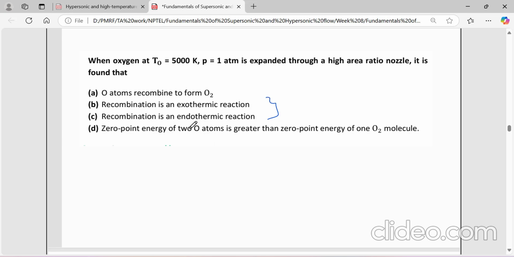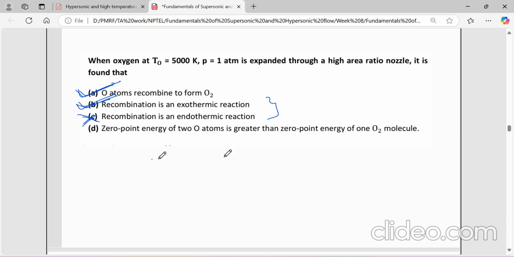Okay. We already know that across the expansion, whenever there is expansion, the temperature decreases. So due to the decrease in temperature, the recombination reaction happens and O atoms will combine and form O2. So A is true. And the recombination reaction, we also know, is an exothermic reaction, so B is also true and C will be wrong.